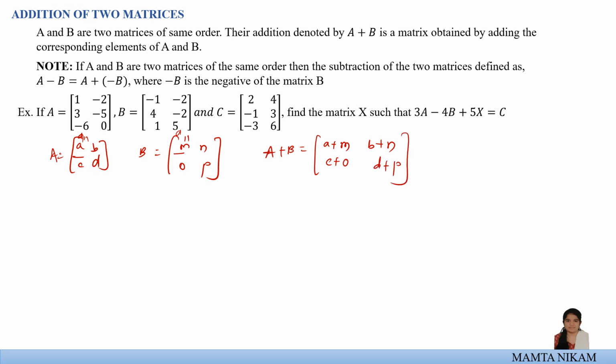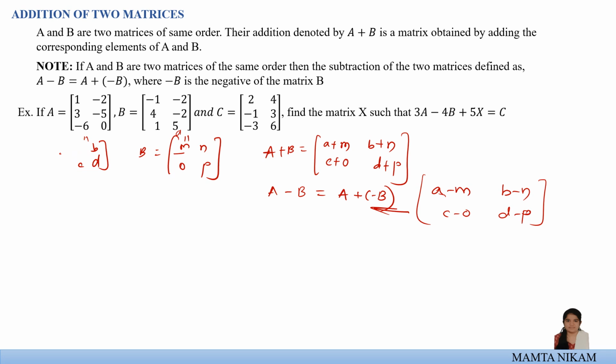And if we have to subtract, A minus B is nothing but A plus of minus B. So it is also nothing but an addition form with the negative matrix B. So here the only change will be: a minus m, b minus n, c minus o, d minus p. That's it. Such is the method to add two matrices. Okay, so we have an example given here. Let's evaluate.